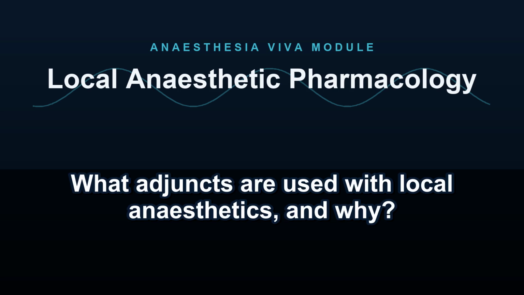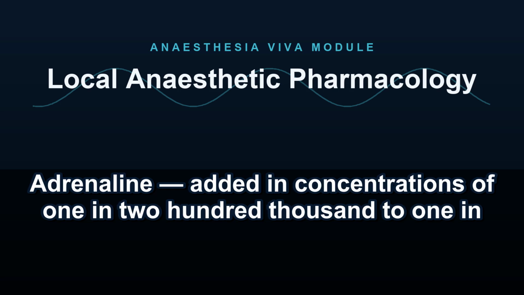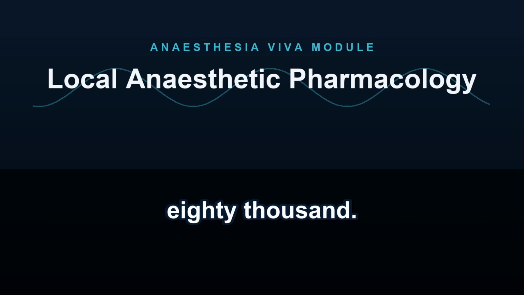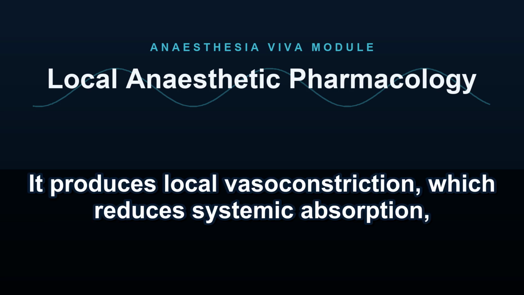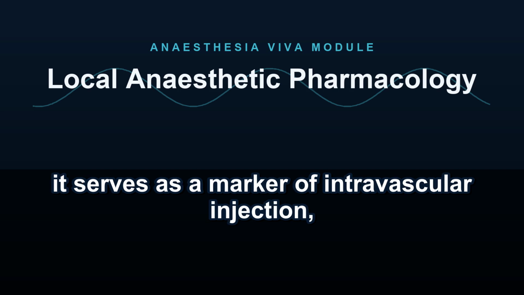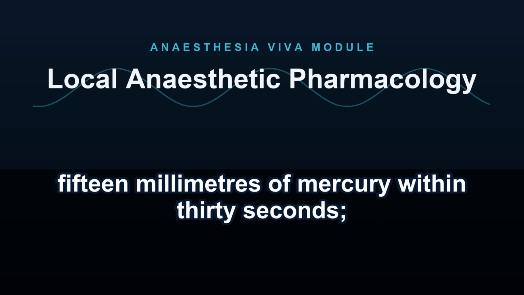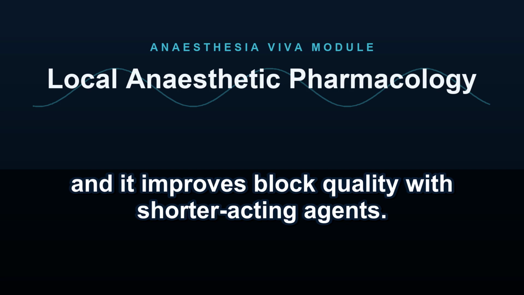What adjuncts are used with local anesthetics and why? Several. Adrenaline, added in concentrations of 1 in 200,000 to 1 in 80,000. It produces local vasoconstriction, which reduces systemic absorption, prolongs duration of block, and lowers peak plasma concentration. It serves as a marker of intravascular injection, indicated by a tachycardia or hypertensive response of 15 beats per minute or 15 millimeters of mercury within 30 seconds. And it improves block quality with shorter-acting agents.